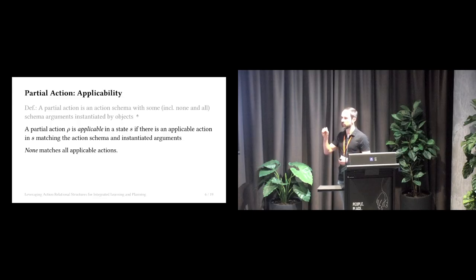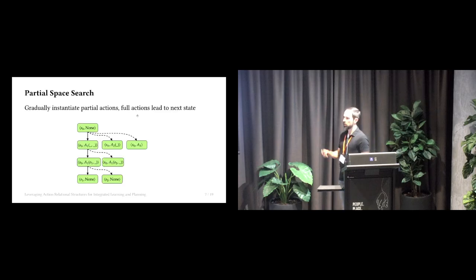In that set, if there is one applicable action in that particular state, I'll say that partial action is applicable in that state, right? And unknown will match with all the actions, right? So if a state in the set has any applicable action, I would say that I can expand that. All right? So now that I have defined what a partial action is, we can look at the search space that we call partial space search.